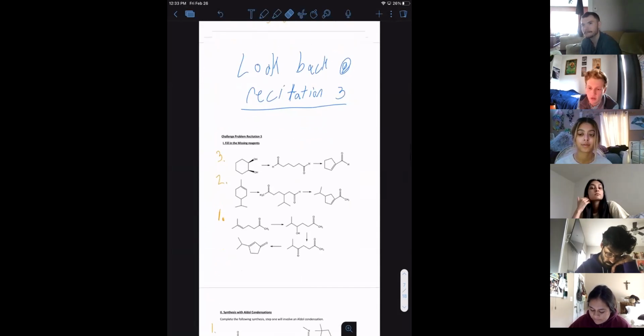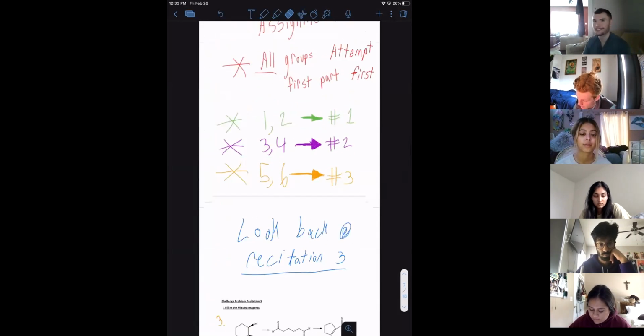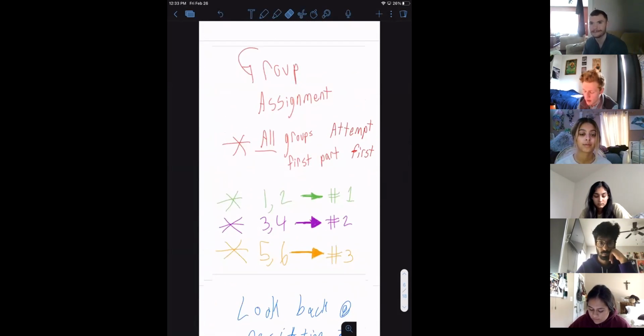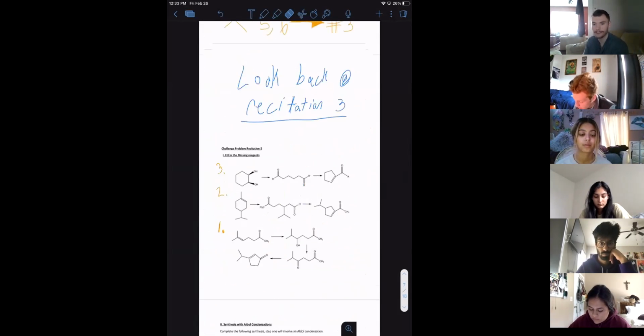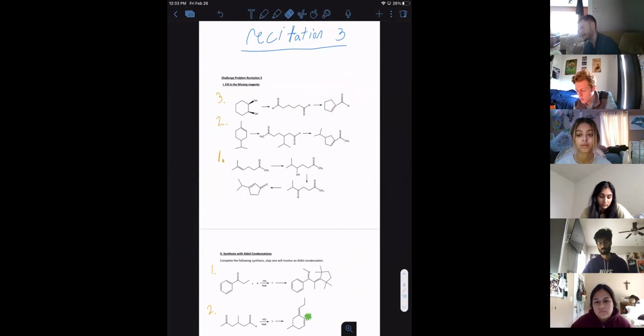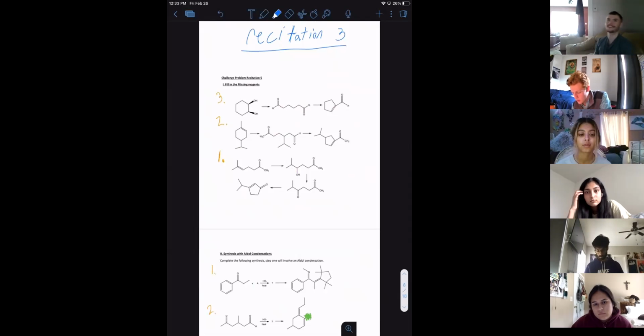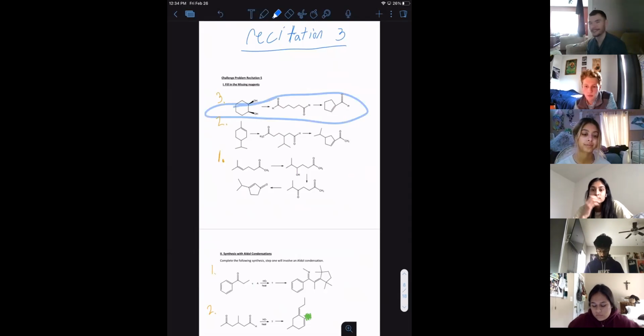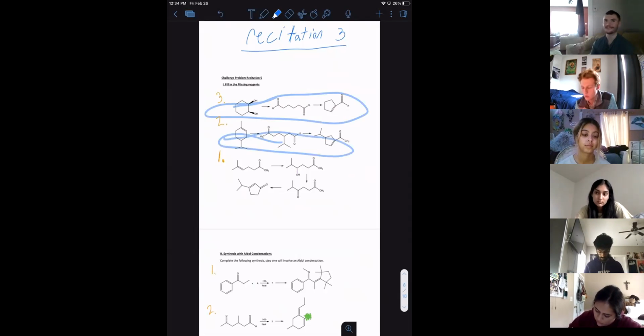So look back at your recitation 3 for specific reagents that might help you remember some of them. And yeah, same thing we've been doing with the group assignments. Only thing that's a little bit different is this first section of part 1. So groups 5 and 6 will do this first one. Oh, shoot. We'll do this first one. Groups 4 and 3 will do the second one. And then groups 1 and 2 will do this one.